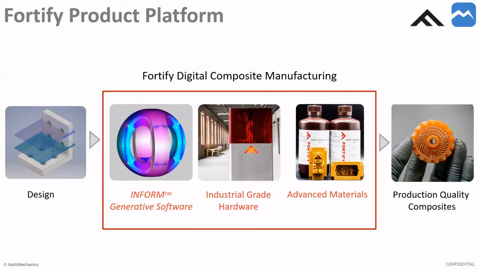The process starts similar to most any other 3D printing process where you create a CAD part. You could do the CAD design and you import that geometry file into our Inform generative software. The main goal of the software is to determine the optimal fiber alignment at each voxel of the print.